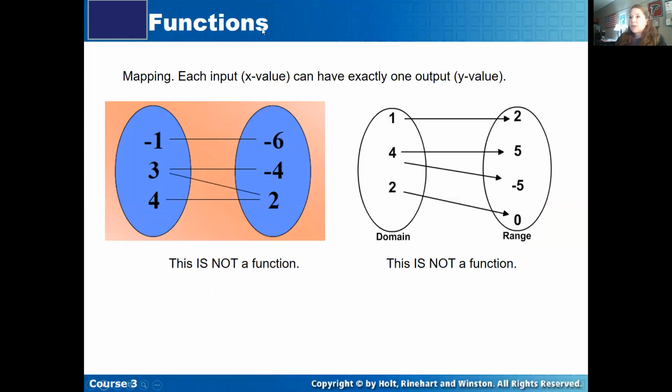However, look at this one. This is saying that the input value of 3 goes with -4 and +2. So since they're saying that the 3 goes with 2 different Y values, this is not a function. And this one is not a function. Why is this one not a function? Because of this right here. So 4 goes with 5, but also it goes with -5, so it's just not a function.